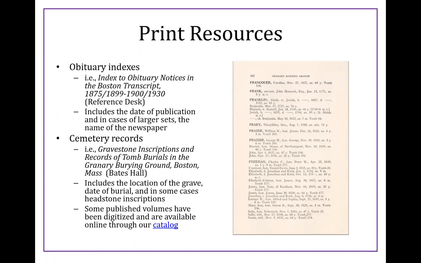Okay, another resource that we have that not a lot of people are aware of are obituary indexes. We do have a couple of these that are professionally published, but a main one that we like to use was actually compiled by a staff person at the BPL, I believe sometime in the 1930s. It's the Index to Obituaries in the Boston Transcript, which covers from 1875 to 1930. This is a typewritten thing done by a staff person. It includes the person's name, the date of death, and the date that the obituary was published. So this can be a useful resource if you have someone who died in Boston during that time period.